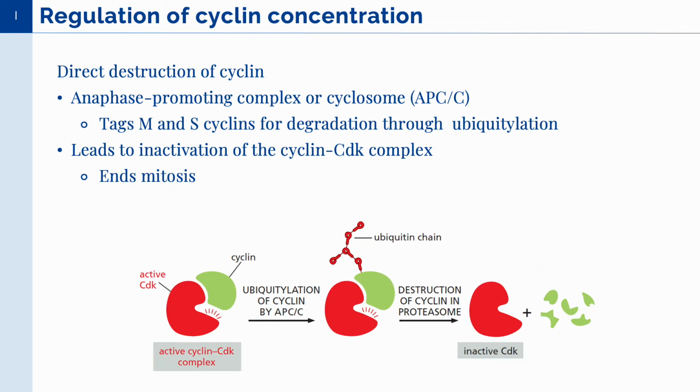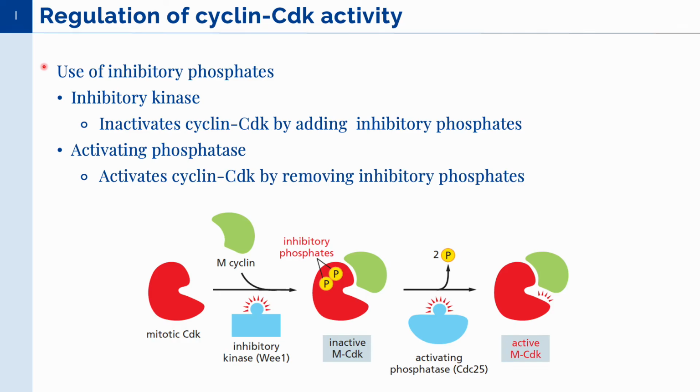The next strategy that the cell uses in order to regulate cyclin-CDK activity is with the use of inhibitory phosphates. Normally, phosphates are used to trigger or to turn on certain proteins, but in this case, they are used to inhibit the cyclin-CDK complex. And the one being shown here is the M-CDK complex. The proteins that place these phosphates are called inhibitory kinases, and they inactivate your cyclin-CDK by adding inhibitory phosphates. The one being shown here is called WEE1.